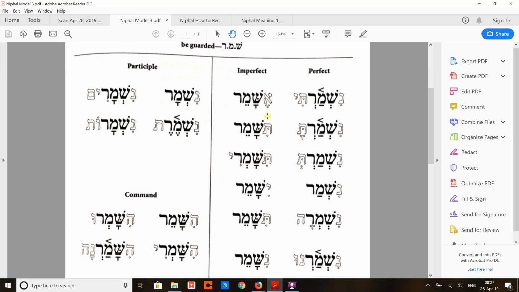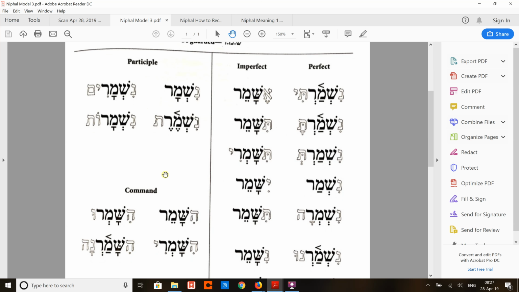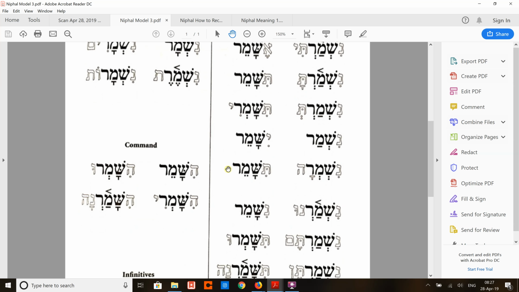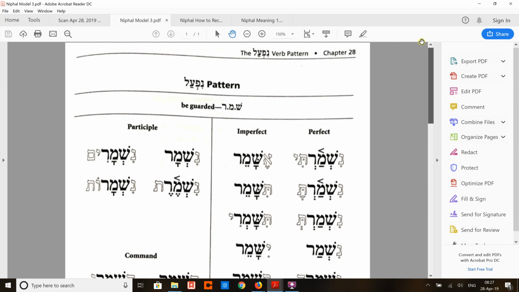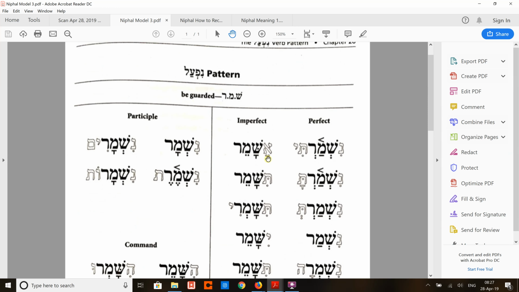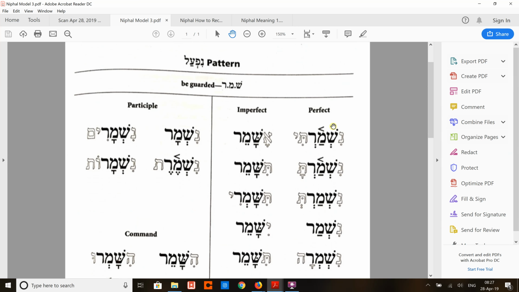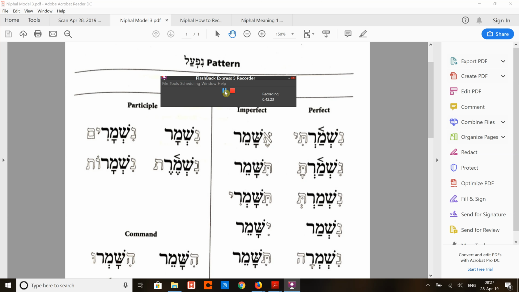Okay, that's the nif'al. There are other things we could dig into deeper with the participle and with the commands, but we're not going to worry about that for now because we simply don't have time to go into that kind of detail. If you recognize those main features, the ni and this combination of the dagesh and the first consonant, you will be well on your way to at least being able to recognize when you are looking at a nif'al verb. Okay, let's move on to our next step.